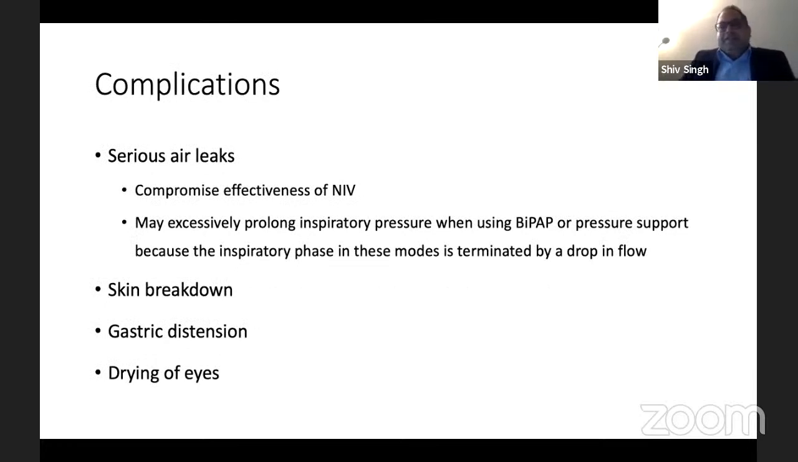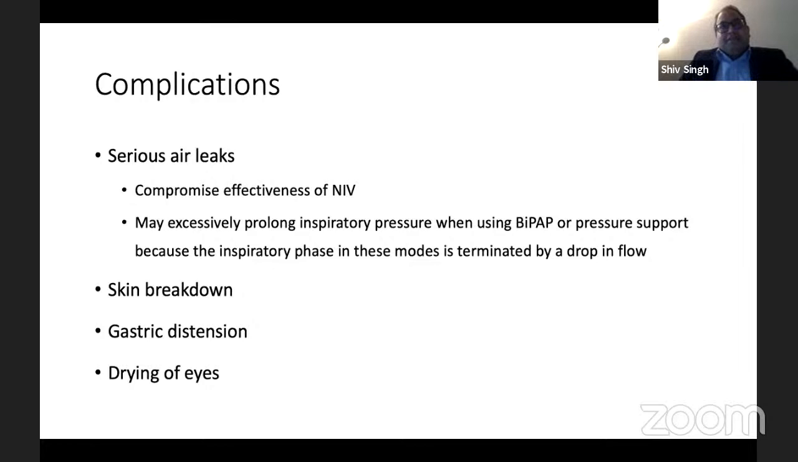Complications, obviously: there can be serious air leaks if the face mask is not fitting properly. Also, the effectiveness of the NIV may be compromised because of the leaks. And if the face mask is tightly fitted, then there can be breakdown of skin. And there can be aerophagia leading to gastric distension. We have actually seen a huge stomach filled with air in patients, which got deflated just by putting in an NG tube. Patients will complain of severe abdominal pain. So be wary of that.